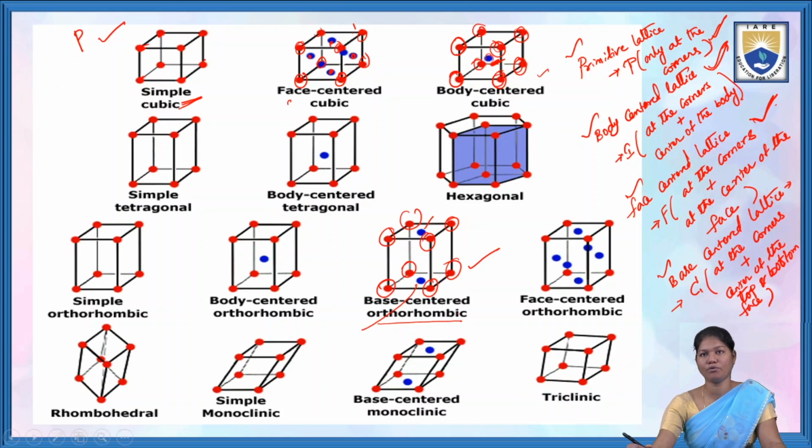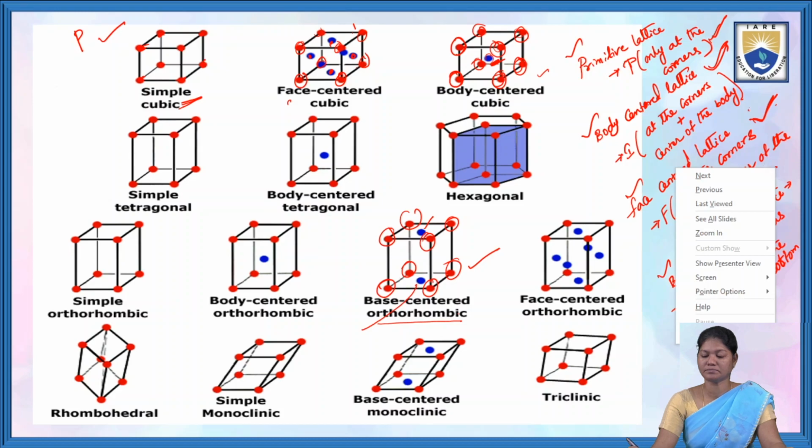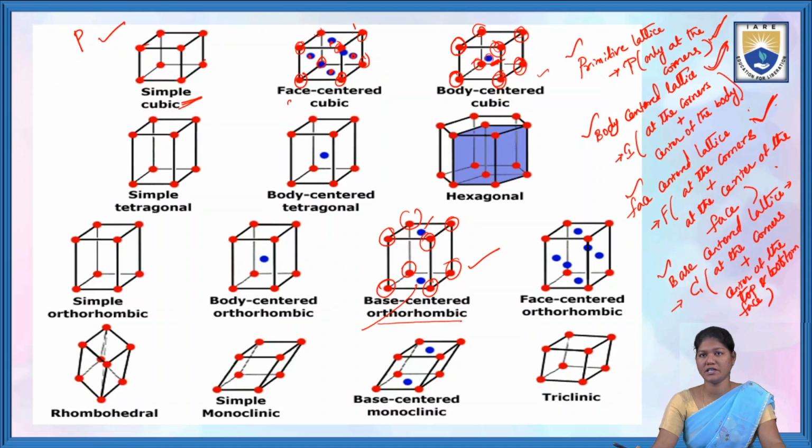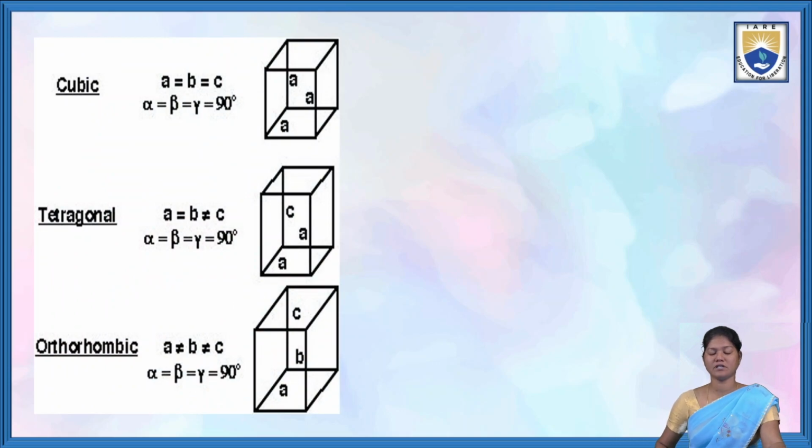In a primitive lattice, the lattice points are only at the corners. Body centered means lattice points along with the corners, and also a lattice point at the center of the body. A face centered lattice has, along with the corner lattice points, a lattice point at each face. And a base centered lattice, denoted with C, has lattice points at the corners and at the center of the top and bottom faces. So here are the 7 types of crystals.